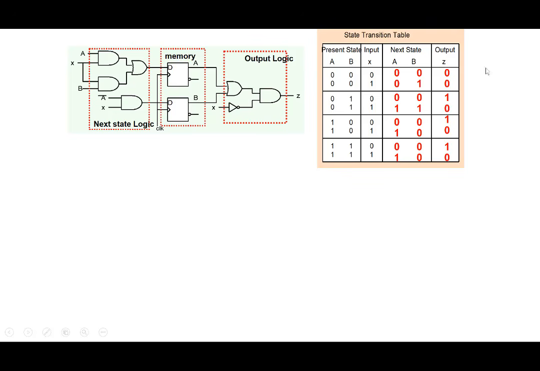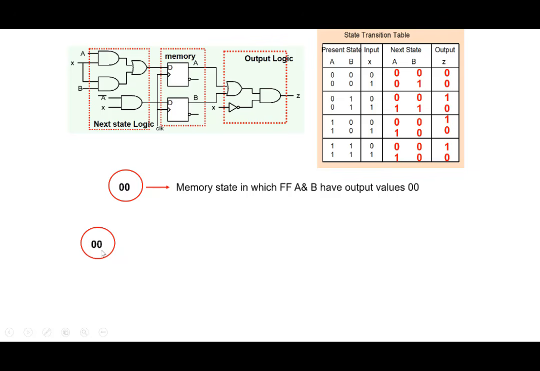Now we can describe this behavior, which is in the form of a table, in a more compact and more easily understandable form, which is in the form of what we call a graph. So instead of a state transition table, we can describe it in the form of a state transition graph. So let's see here. We describe the state A equal to 0, B equal to 0 as a circle, and we write that this particular state is 0 0, meaning A has a value 0 and B has a value 0.